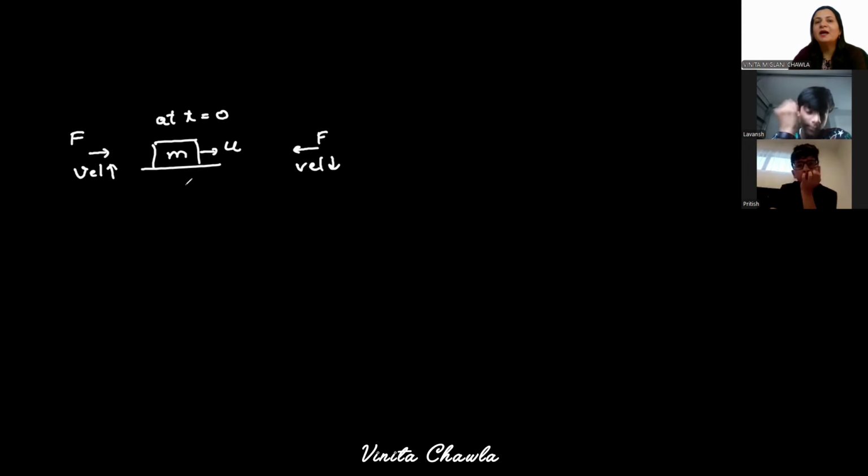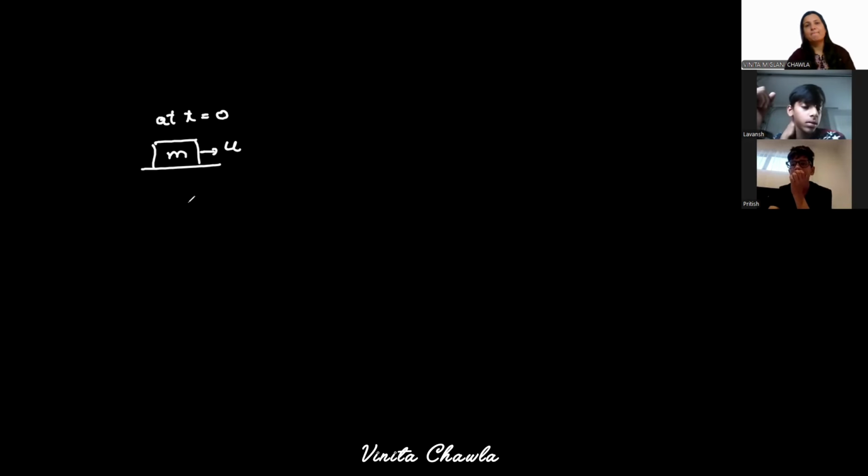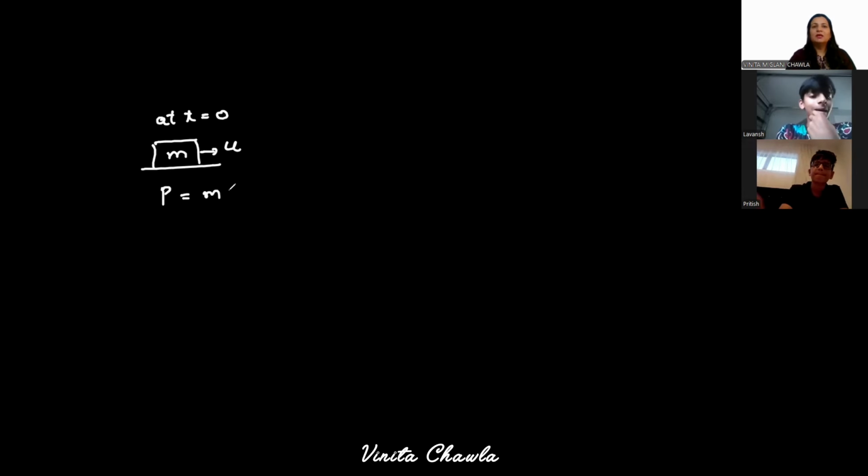In the previous class, we talked about momentum. So what is momentum? Momentum is the product of an object's mass and velocity. So if the object is of mass m and it is moving with velocity u, then momentum is mu. And this is the initial momentum of the object. Initial momentum of the object is mu. We multiply initial velocity and mass to get initial momentum, right?